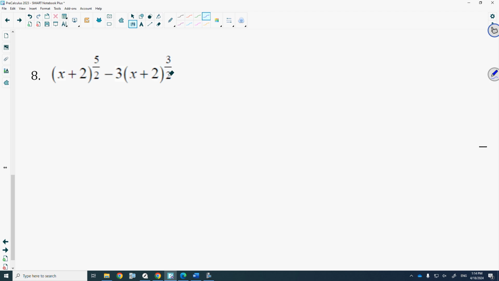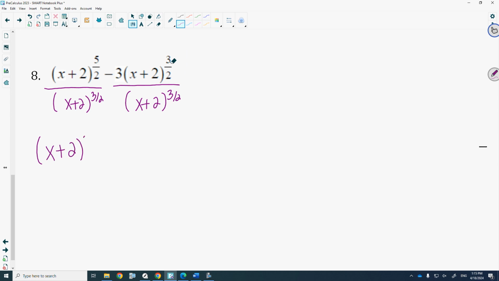So what my GCF is going to be is, because that bracket is common to each term, I could factor out this bracket, this x plus 2. Now you factor out the smallest exponent. So 5 over 2 is 2.5, 3 over 2 is 1.5. You factor out the smallest exponent, which is going to be the 3 over 2. Okay, so your GCF goes in front of your bracket, and your answer is going to go in the bracket. So this is going to cancel, right? x plus 2 to the 3 over 2 over x plus 2 to the 3 over 2 will cancel.